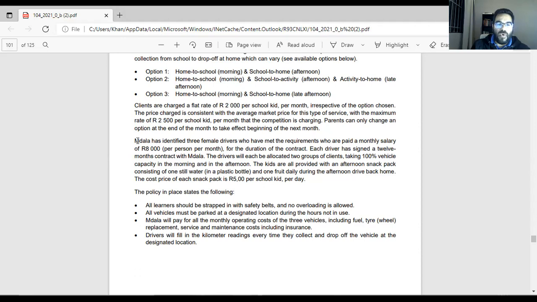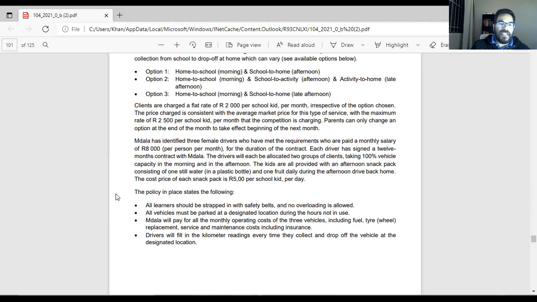The kids are all provided with an afternoon snack pack consisting of 1 still water and 1 fruit daily during the afternoon drive back home. The cost of each snack pack is 5 Rand per school kid per day. Okay, so you might just keep that in mind. So take note, we make revenue for 10 months, okay? But we're paying salaries for 12 months. So just be aware of that.